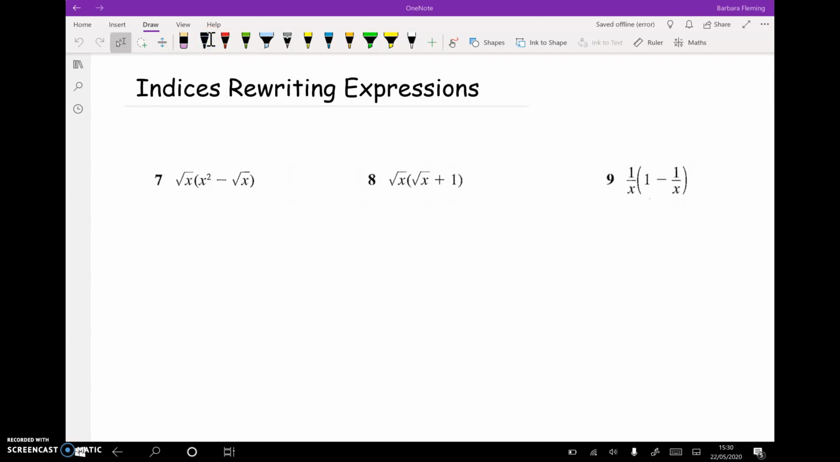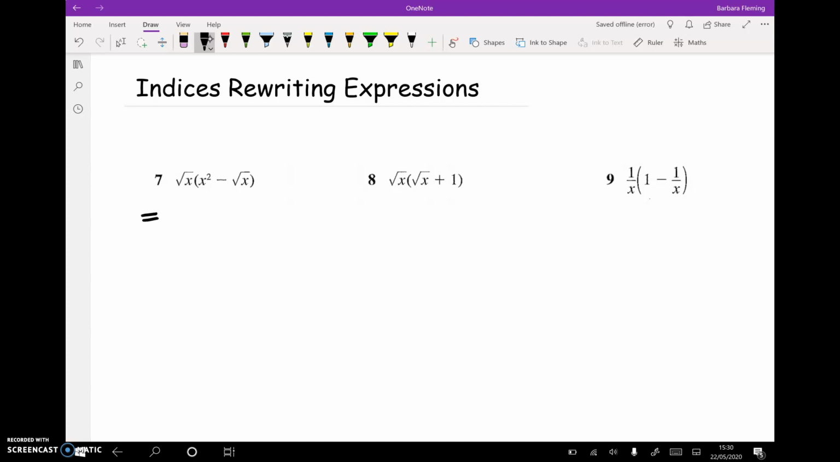In this video, we're going to look at the first 3 questions of the Indices Rewriting Expressions worksheet. So this is sort of bridging that gap between what you already know from National 5 and what you need to be able to do in order to answer higher questions.